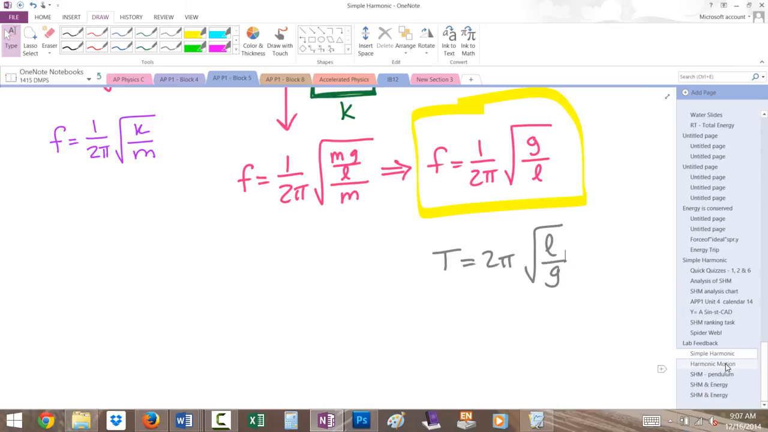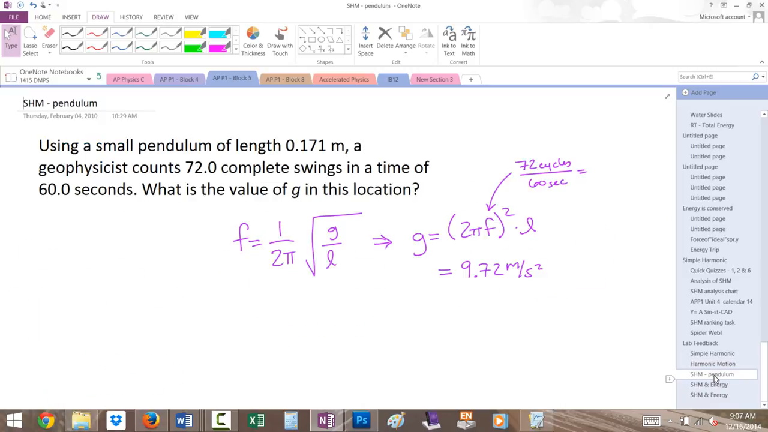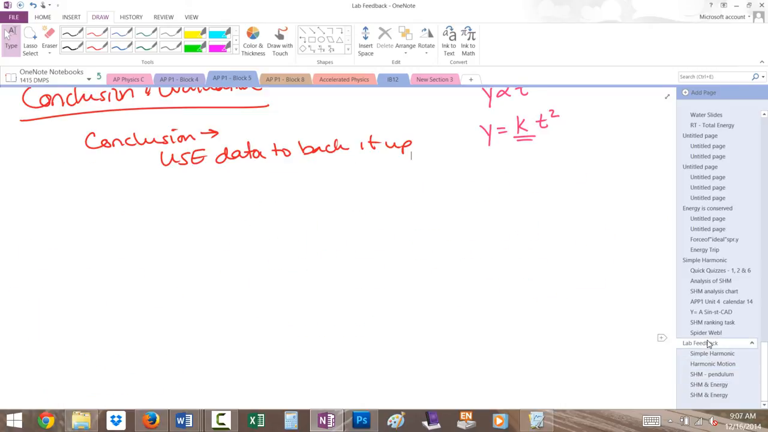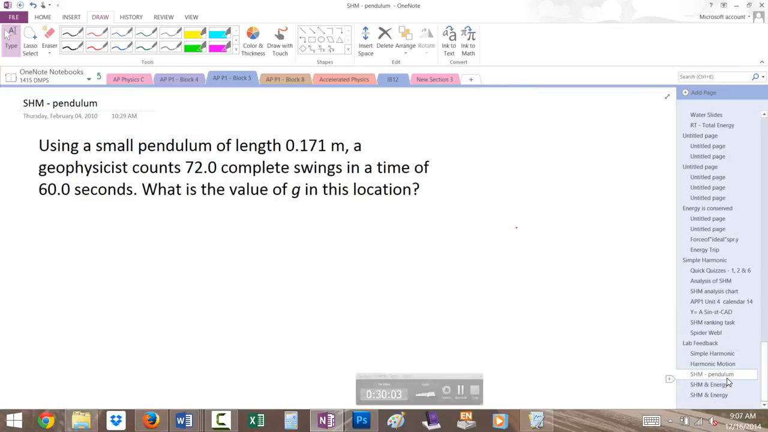I want to take a look at this, no, don't look at the answer. When I was in your position, I remember having a question like this and thinking it was the most ridiculous thing that I ever heard. Using a small pendulum of a length of 1.71 meters, a geophysicist counts 72 complete swings in a time of 60 seconds. What is the value of g in the location?